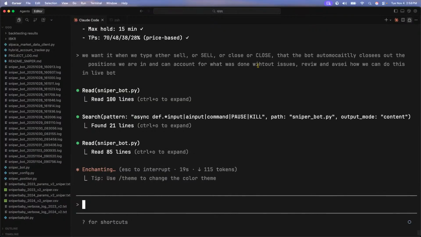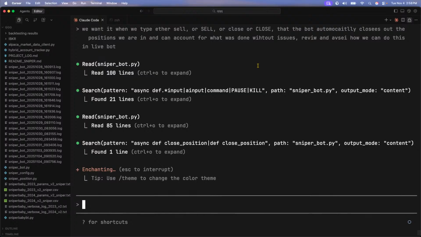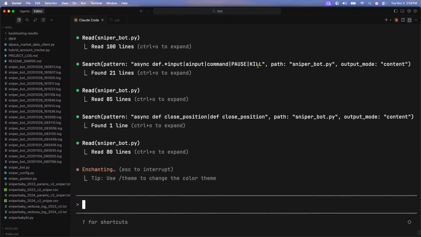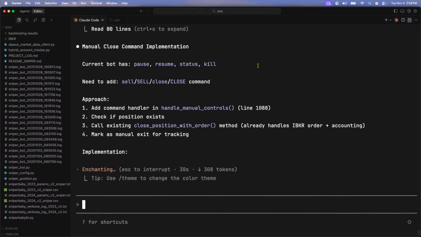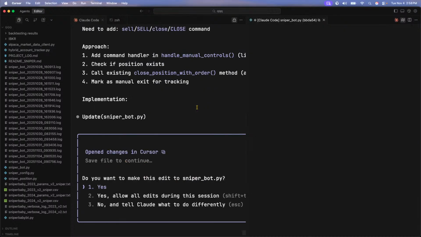Working out of 2 terminals right now. I was thinking about doing 3, but in essence, it's doing the same thing, right? We're reviewing our bots, what went right, what went wrong. Add a comment handler and handle manual.